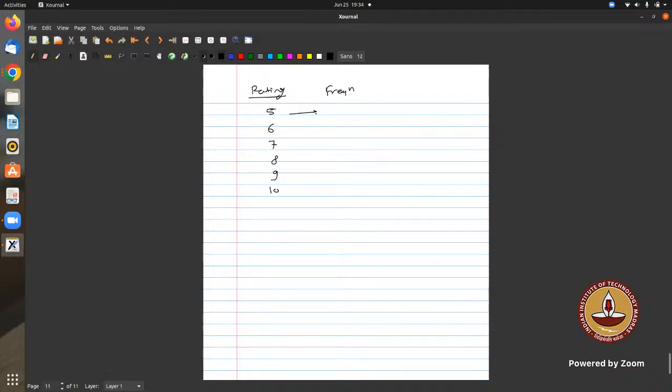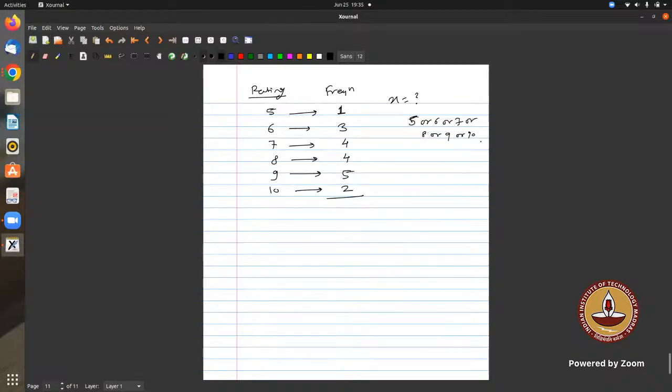So 5 has got 1. 6 has got 3. 7 has got 4. 8 has also got 4. 9 has got 5. And 10 has got 2. What is the total number of observations here? 20. So x can take any value. I do not know what it is, but it can take 5 or 6 or 7 or 8 or 9 or 10.